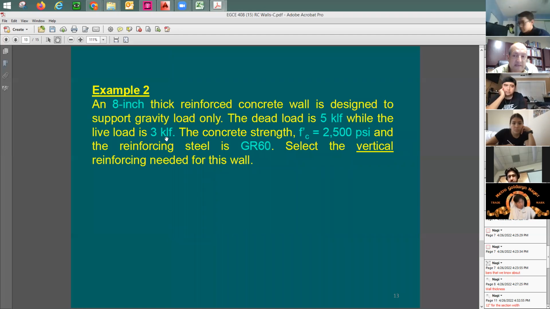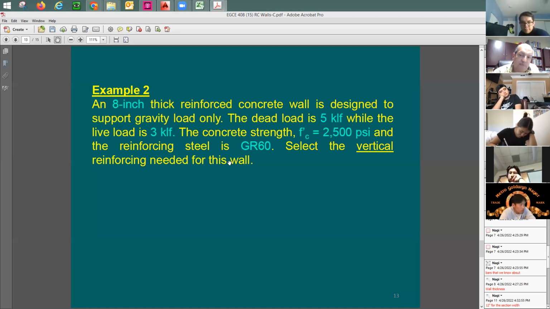Now I guess I should be able to design the wall for this load, right? You have gravity load, axial vertical load, like a column. Concrete strength 2500 psi, grade 60. Select the vertical reinforcing needed for this one. Now I have 2 issues. Issue number 1, I need to satisfy the minimum requirement by code, according to the table. Issue number 2, provide enough capacity to support this demand on it.